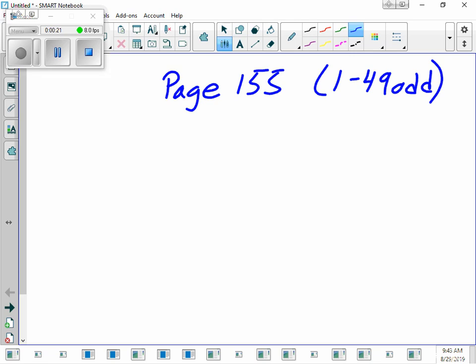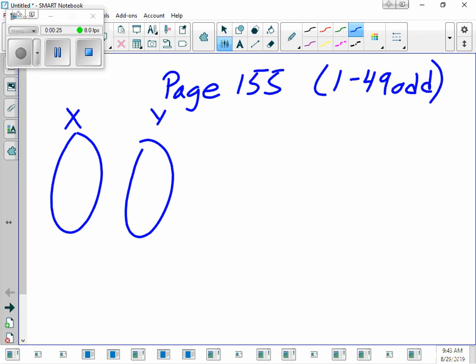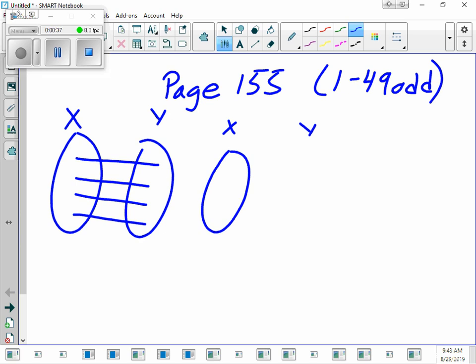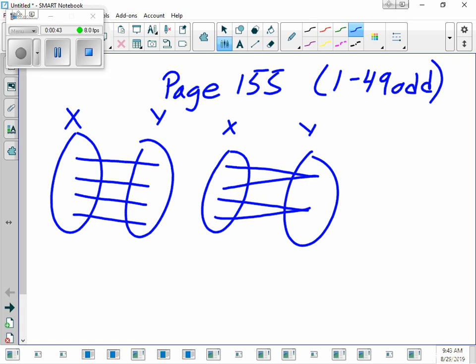So if I were to draw the x domain and the y range and filled it full of stuff, and then I just started connecting things, that is certainly a function. Every x is attached to a single y. But if I had multiple x's attached to the same y's, that's still fine too.